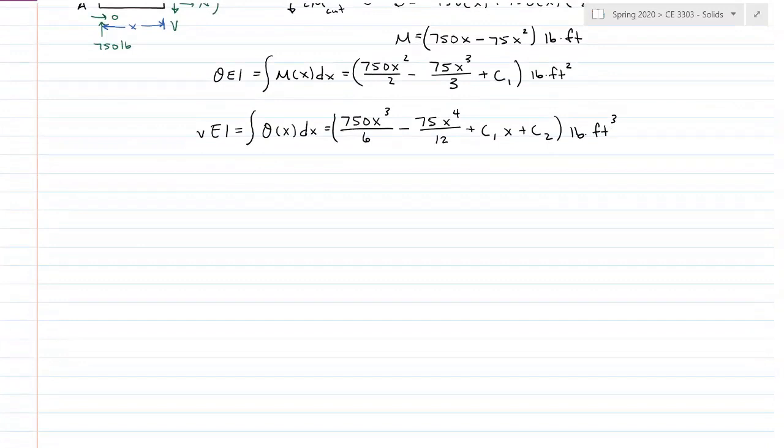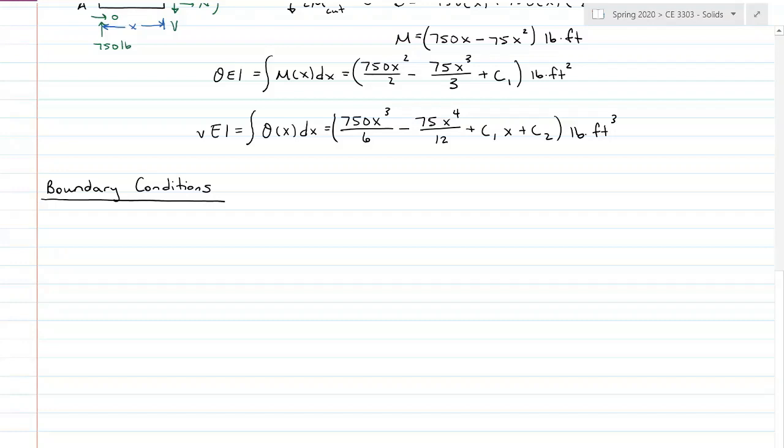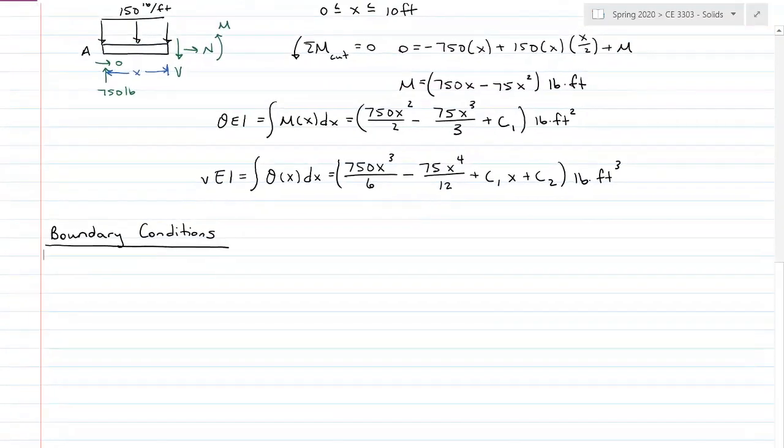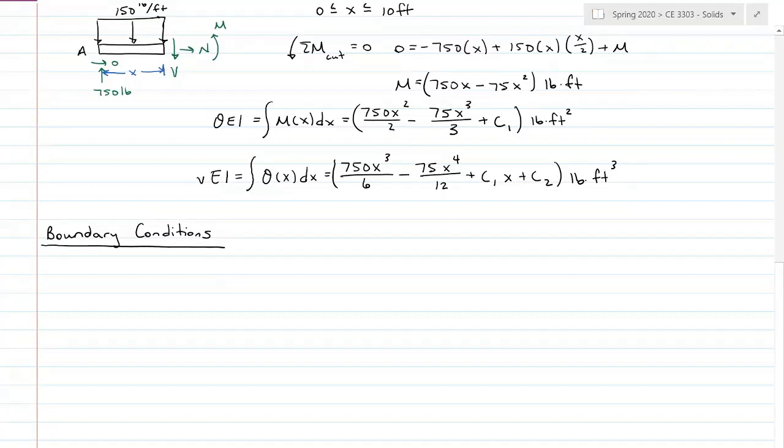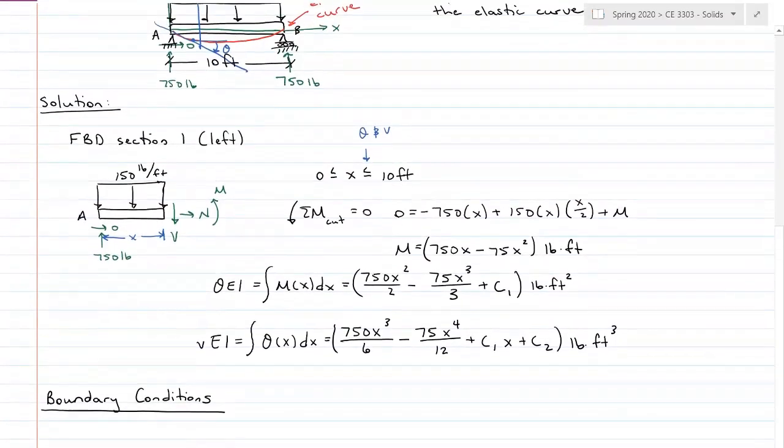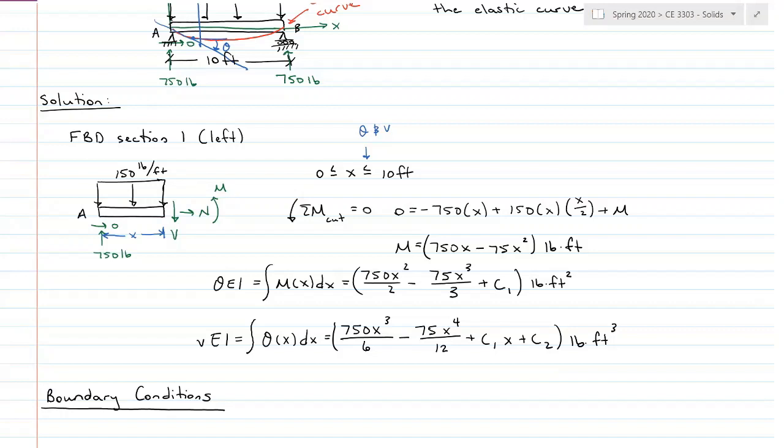Constants of integration are found with boundary conditions and continuity conditions. Continuity is not a problem here, so I can just solve this with boundary conditions. Don't worry, we'll do one with continuity in a little bit. So boundary conditions are where we know the answer. Okay, so where do I know slope is equal to 0, and where do I know vertical deviation is equal to 0? Well, coming back up here, the whole point of the pin and the roller at A and B respectively is to hold the beam in place and not allow vertical deviation.